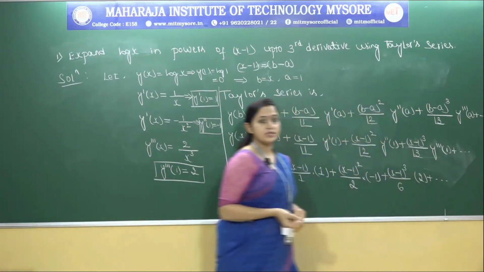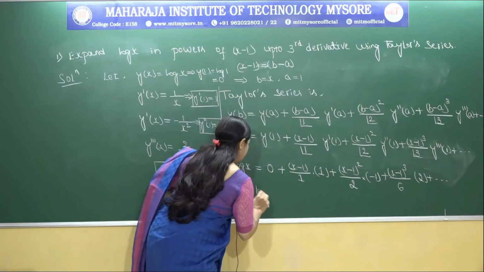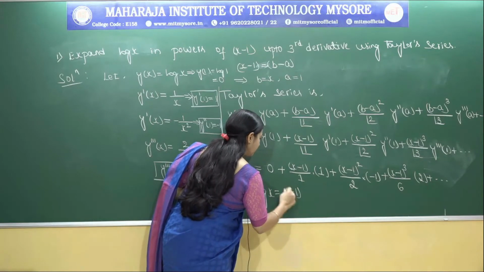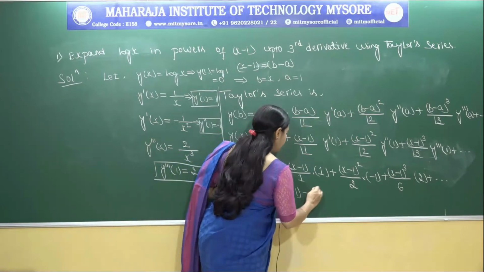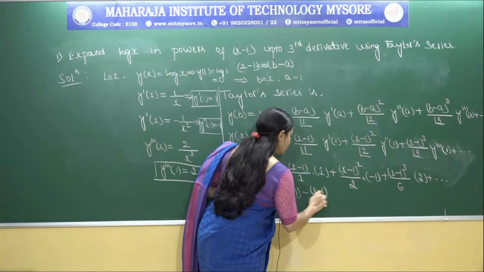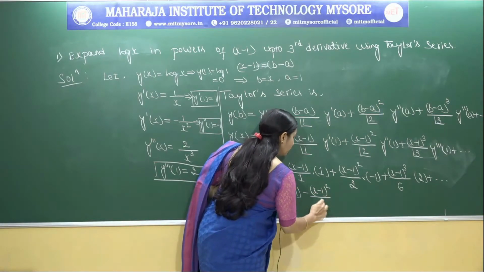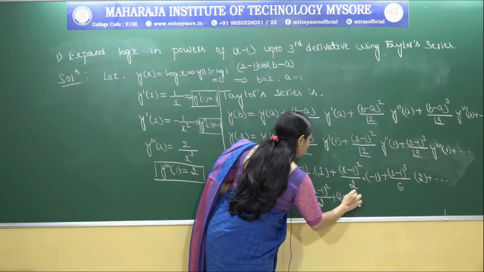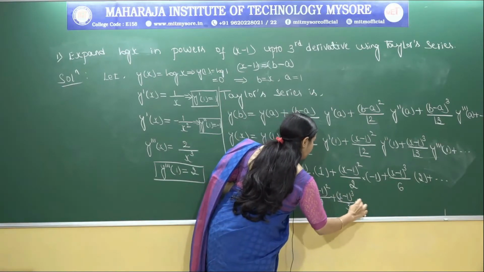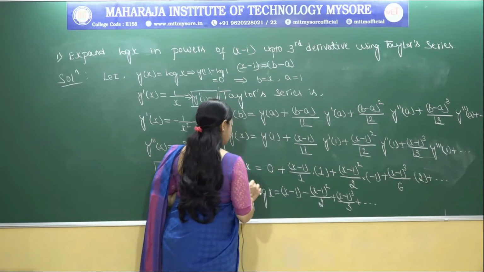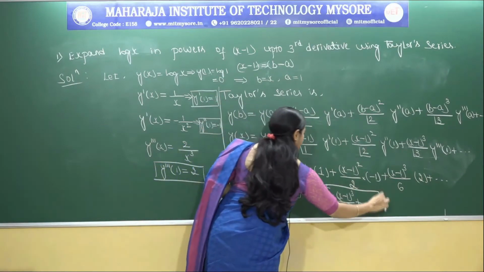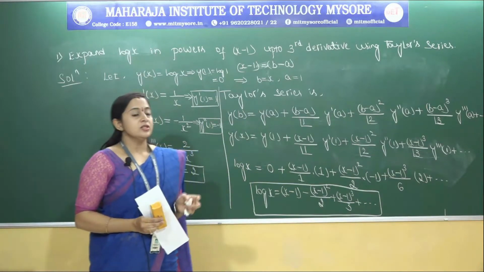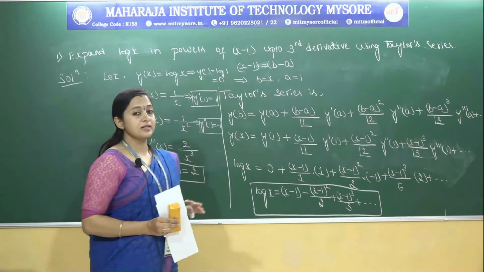This continues the series. So log x equals x minus 1 is the first term. The second one is minus x minus 1 whole square divided by 2. The third term is x minus 1 whole cube divided by 3. So this is the log x expansion. This is the Taylor series.